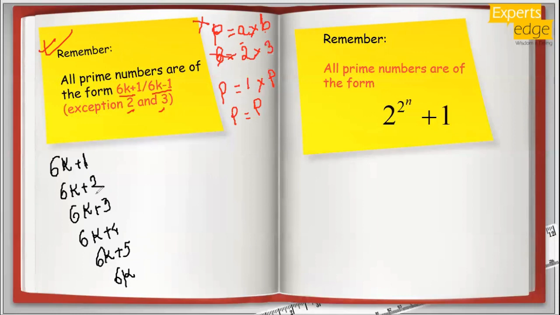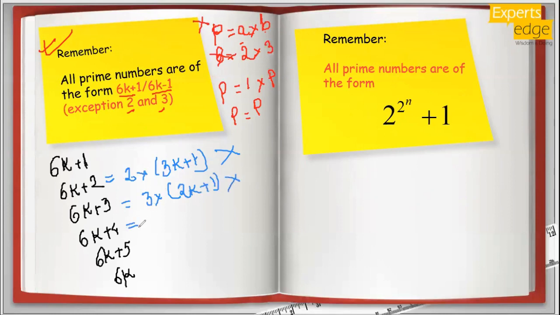So leave the first one. Now second, I can take 2 common out of 6k plus 2, right? So this can be written as 2 into 3k plus 1. Now I've broken it down into a multiplication of two parts. It can never be a prime number, right? Whatever may be the value of k, it will be a multiple of 2, so surely it will not be a prime number. Similarly, out of 6k plus 3, I can take 3 common, and this number will be 3 into 2k plus 1. So this can also never be a prime number.